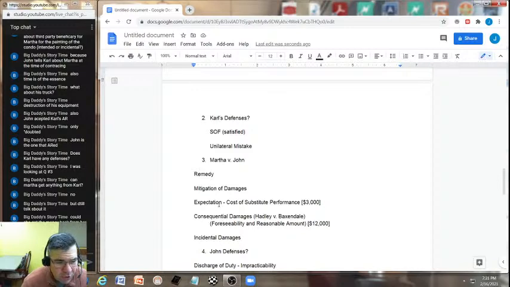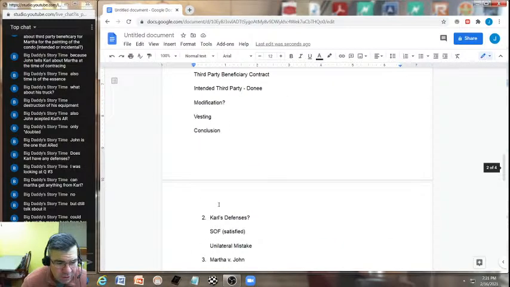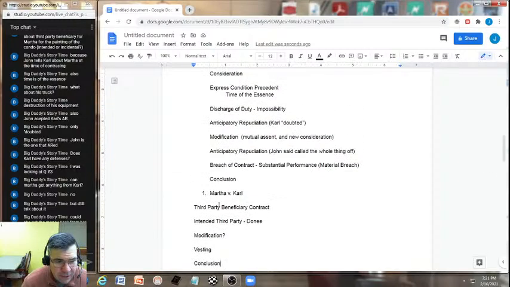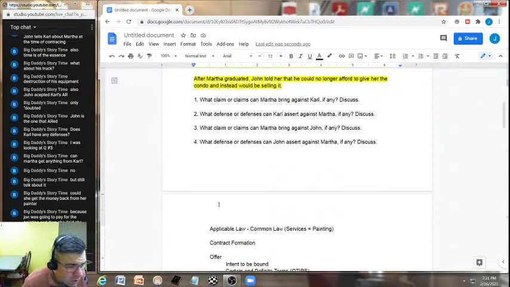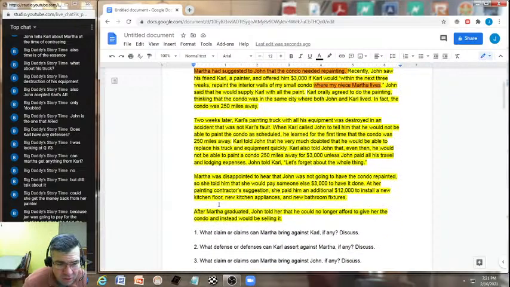I really hope we're on the right road here, but I think this is a, because John was going to pay for the painting, and then she said she would pay. Okay. Let's see here. She was disappointed to hear that John was not, oh, she found out that John was not going to have the condo repainted. Okay, so she told him that she would pay someone else $3,000 to have it done.